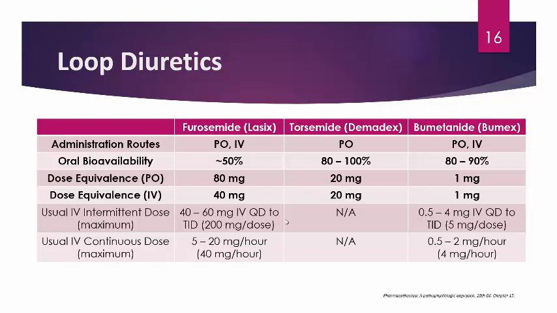And these are typically used if you need aggressive volume taken off of the patient, or if the patient is not properly responding to intermittent doses of your loop diuretic. And the traditional doses are shown here. As you can see here, these are not bolded, so these are not medication doses I would expect you to know. However, I would expect you to know how to convert between furosemide, torsemide, and bumetanide, as well as the oral bioavailability and administration routes.